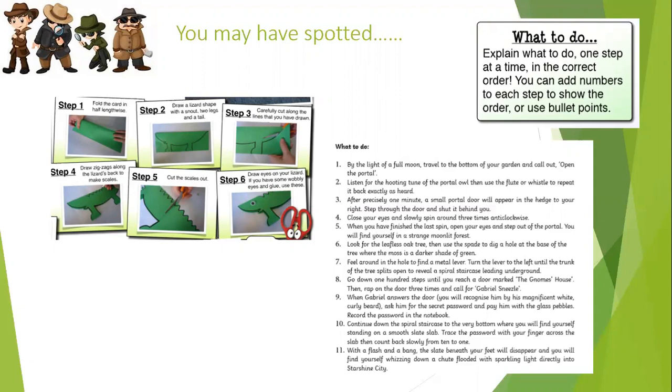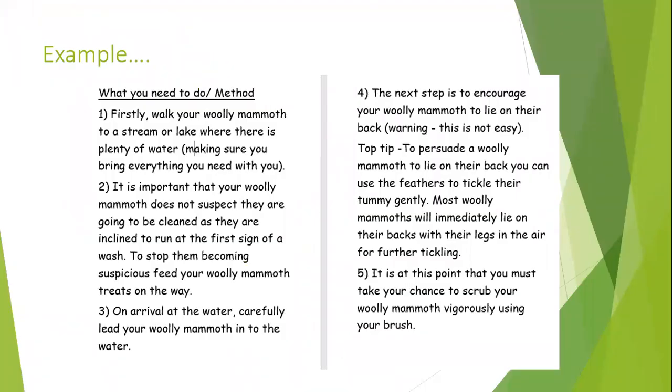Here are some examples. They may look slightly different. You can see some use pictures, some write their instructions with numbers by the side. And that is the type we're going to look at today. Using my example, how to wash a woolly mammoth, I have created my what to do section. As you can see, I've created a subheading, what to do, and numbered my steps.